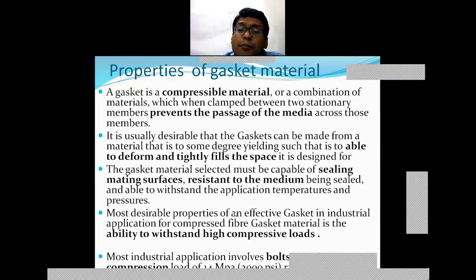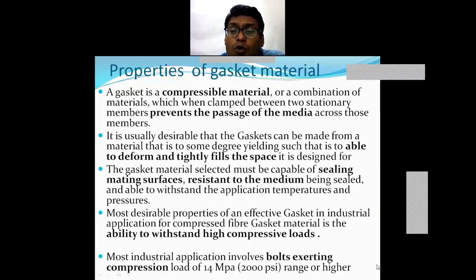And the most desirable property of an effective gasket in industrial application, for compressed fiberglass material, is the ability to withstand high compressive load. That is, it should not get damaged because of this tightening. So it should be able to withstand the high compressive load for a longer time. That is also essential, as most industrial applications involve bolts exerting the compression load.